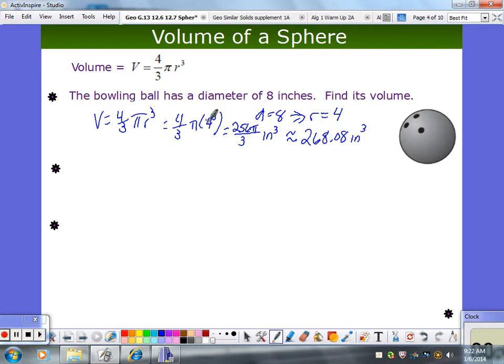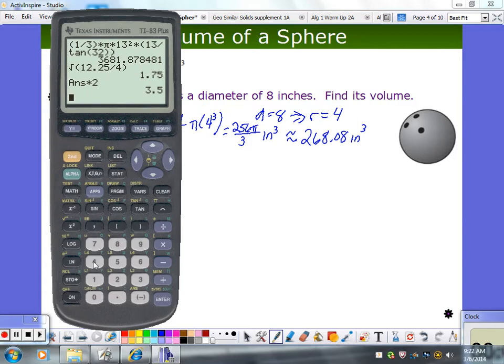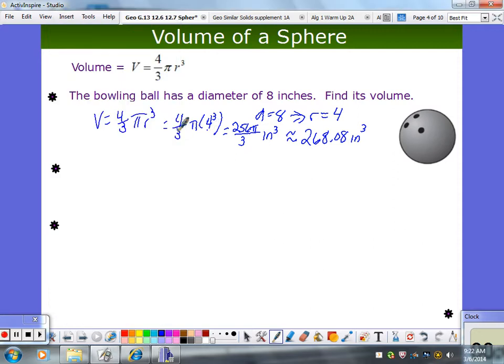I did 4 times 4 times 4 times 4. Right, 4 times 4 cubed is 4 to the 4th power. So it's 256, and then the pi, and then all this is over here. So it depends if they ask for exact. If they ask for exact, you want this. If they say round to the nearest whatever, or estimate an answer, you want that.